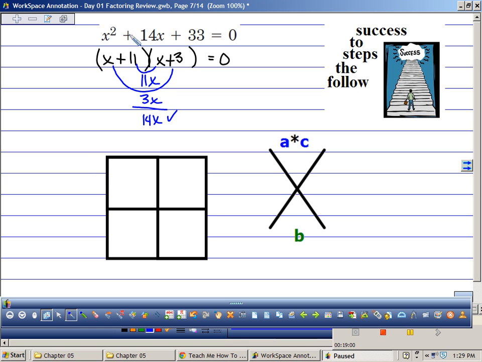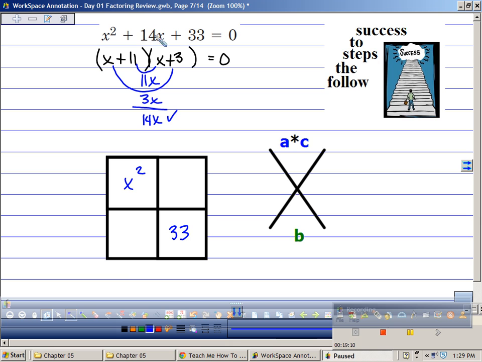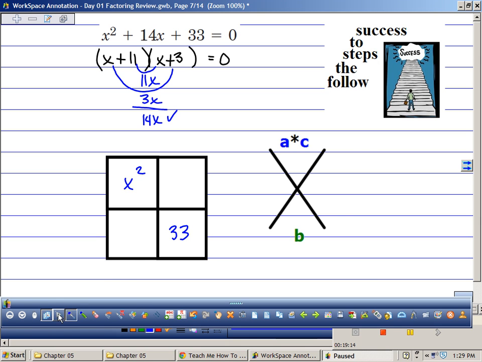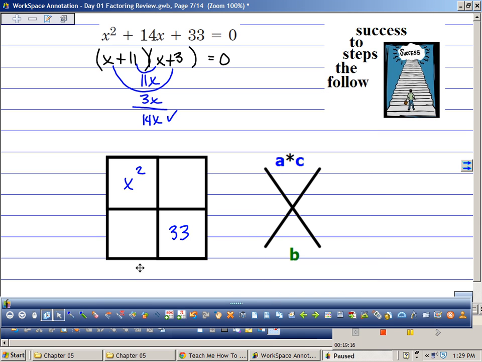But if you didn't see it that way, Ryan, you would just organize it in this nice little box here. I've got x squared goes here, 33 goes here, and I'm going to use this guy over here to figure out how I'm going to break up that 14. Hold on, guys, you're not listening when you have hands up. I'll ask for questions in a second.